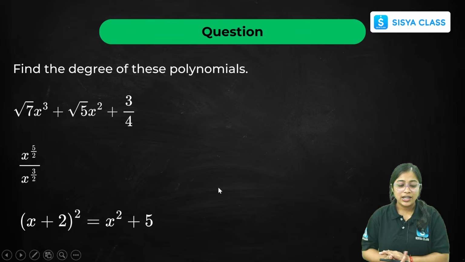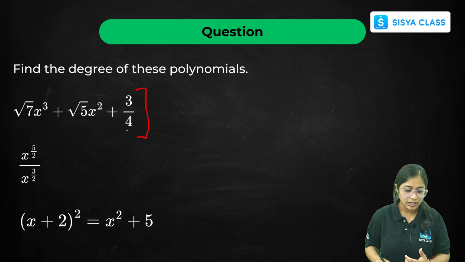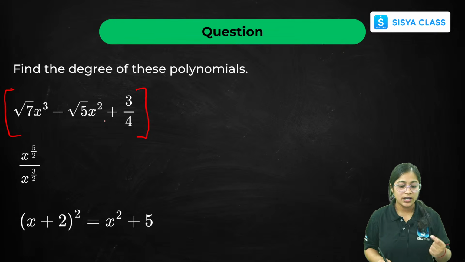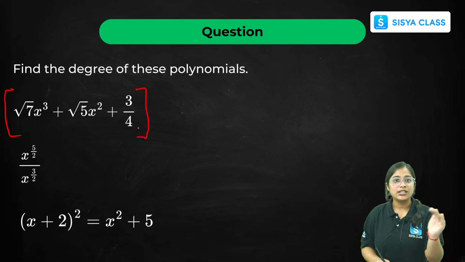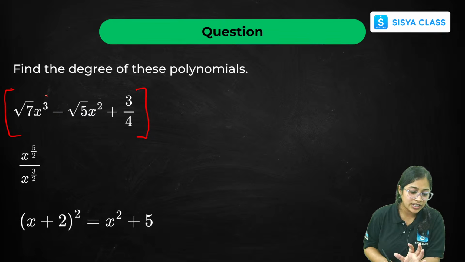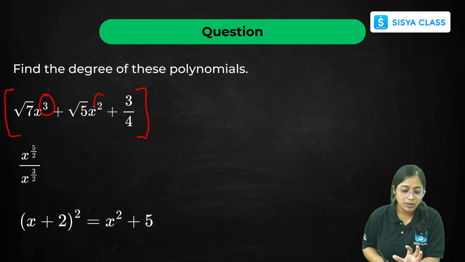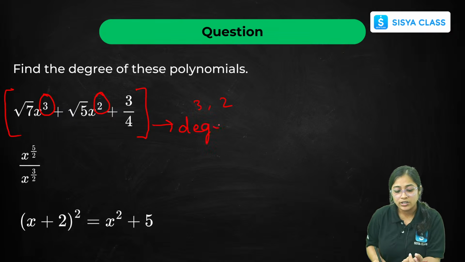Now let's see some questions on the degree of a polynomial. So we have this polynomial, that is under root 7 x cube plus root 5 x square plus 3 upon 4, right? So here, what are the powers of the variables? So the power of the variable is 3, the power of the variable is 2, right? Now from 3 and 2, what is the highest power? The highest power is 3. So what is the degree of this polynomial? The degree of this polynomial is also 3, okay?